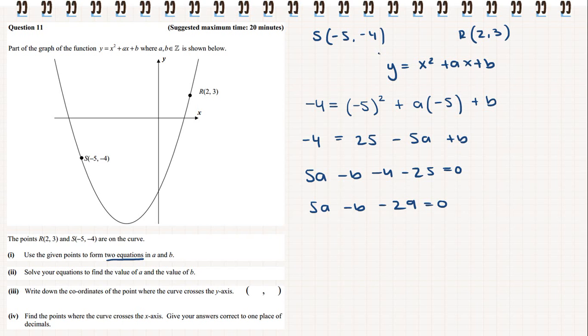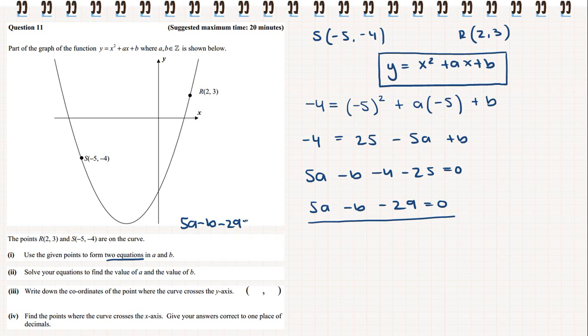So again, we're given the function in terms of x, y, a and b. We're given 2 points that are on the graph. So if we substitute the 2 points in, we'll get two equations for a and b. So our first equation, we have 5a minus b minus 29 equals 0.